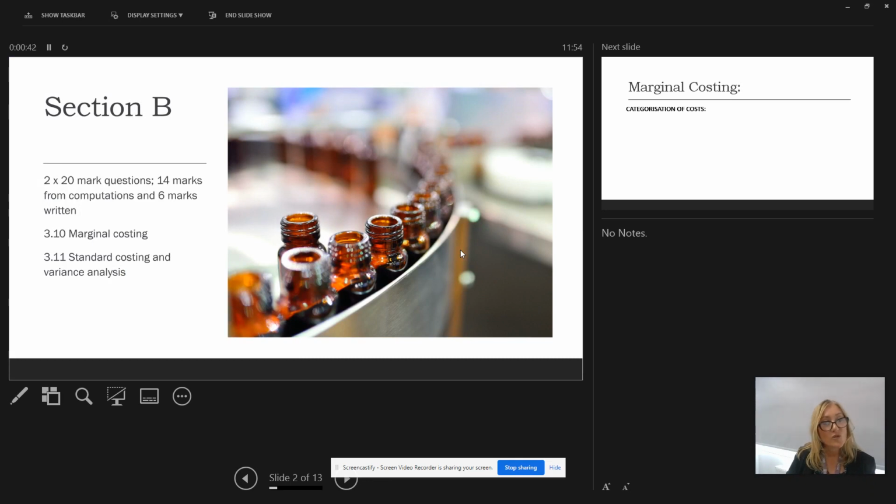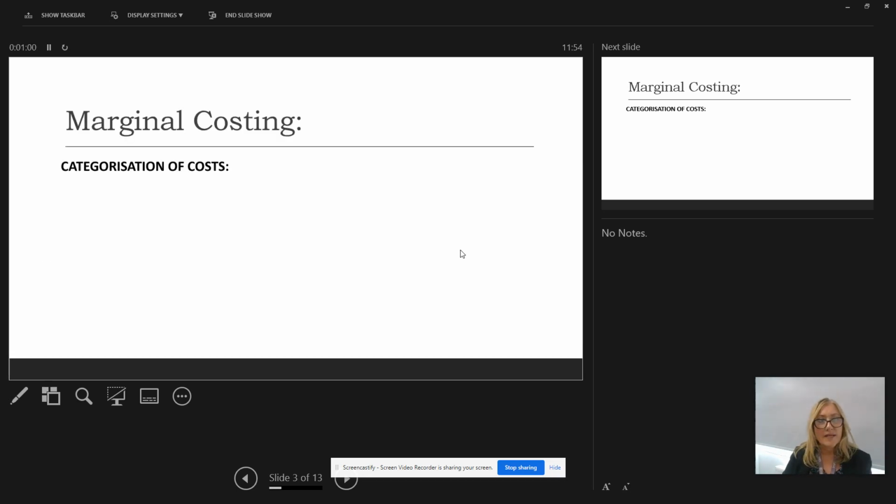That will comprise, again, the two 20-mark questions. 14 marks for each will come from computational work and 6 marks from written stuff. And the advance information topics for that are marginal costing and standard costing and variance analysis, which seems very straightforward until you look at what's actually involved.